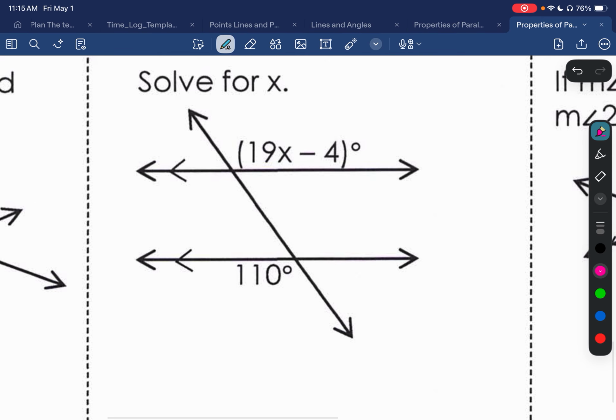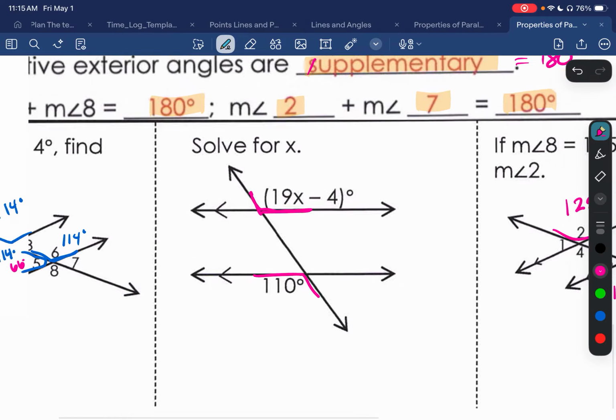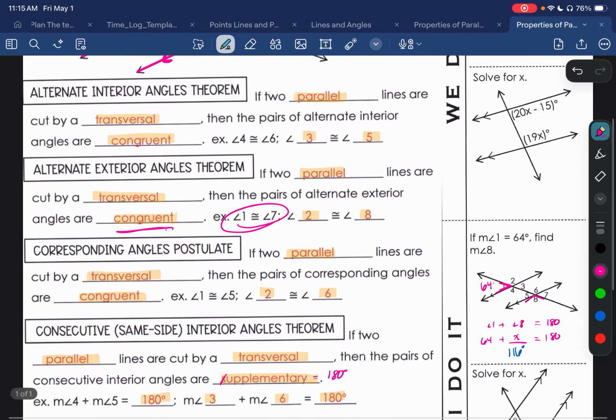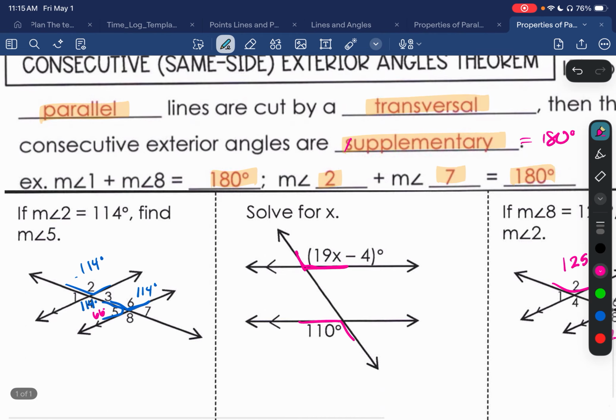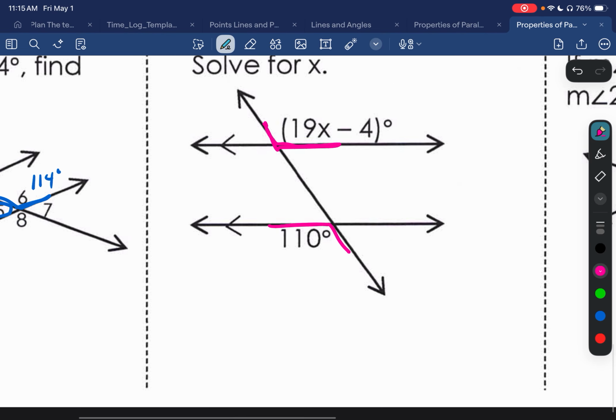All right, so here we go. Solve for x. We have this angle here and we have this angle here. Those are on opposite sides and they're outside of your parallel lines. So those are alternate exterior angles. Let's go back up real quick. Alternate exterior says those are congruent, which means they are equal. So we can say 110, that angle, has to be equal to the 19x minus 4.